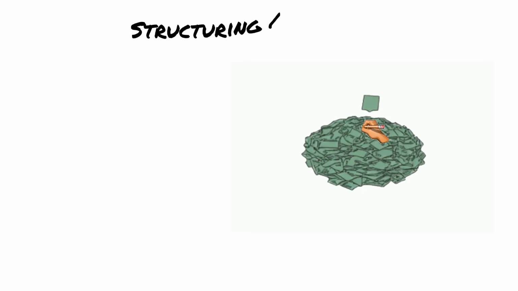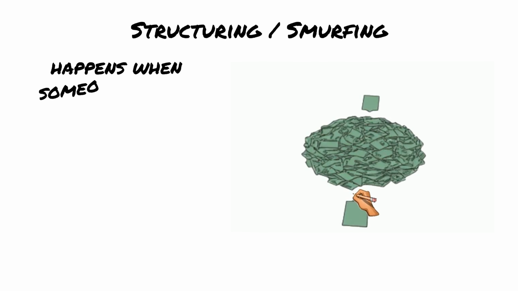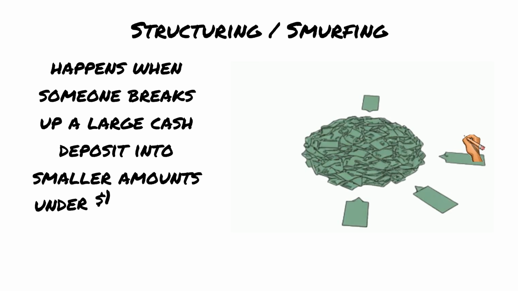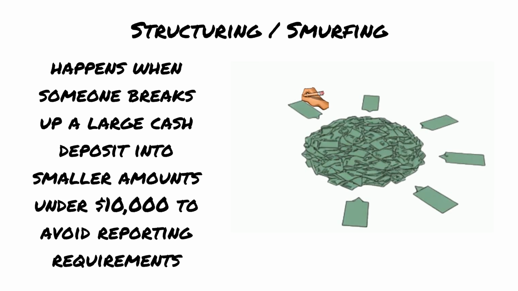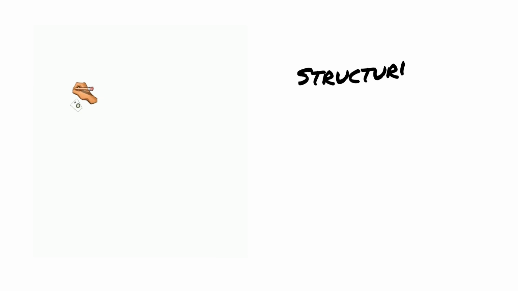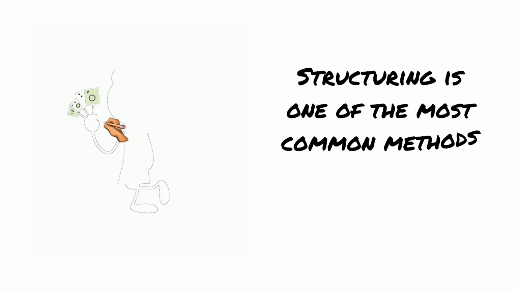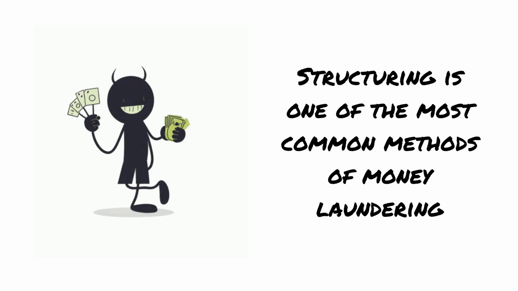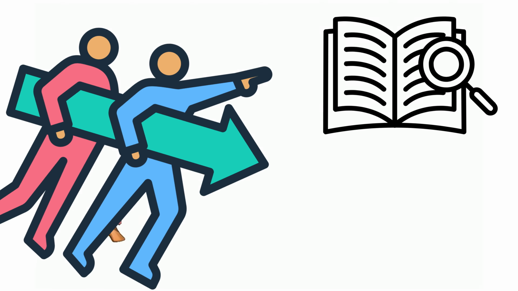First, structuring, also called smurfing, happens when someone breaks up a large cash deposit into smaller amounts under $10,000 to avoid reporting requirements. Structuring is one of the most common methods of money laundering. Let's look at an example of this.